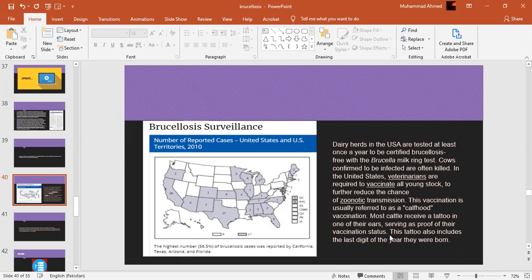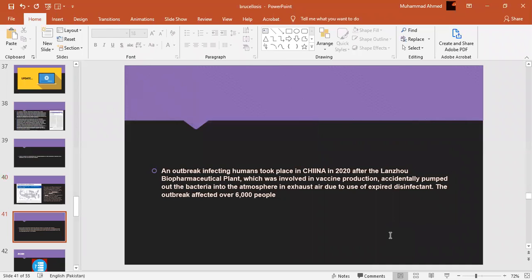In the US, veterinarians are required to vaccinate all young stock to further reduce the chance of zoonotic transmission. This vaccination is usually referred to as calfhood vaccination. Most cattle receive a tattoo in one of their ears, serving as proof of their vaccination status. This tattoo also includes the last digit of the year they were born.